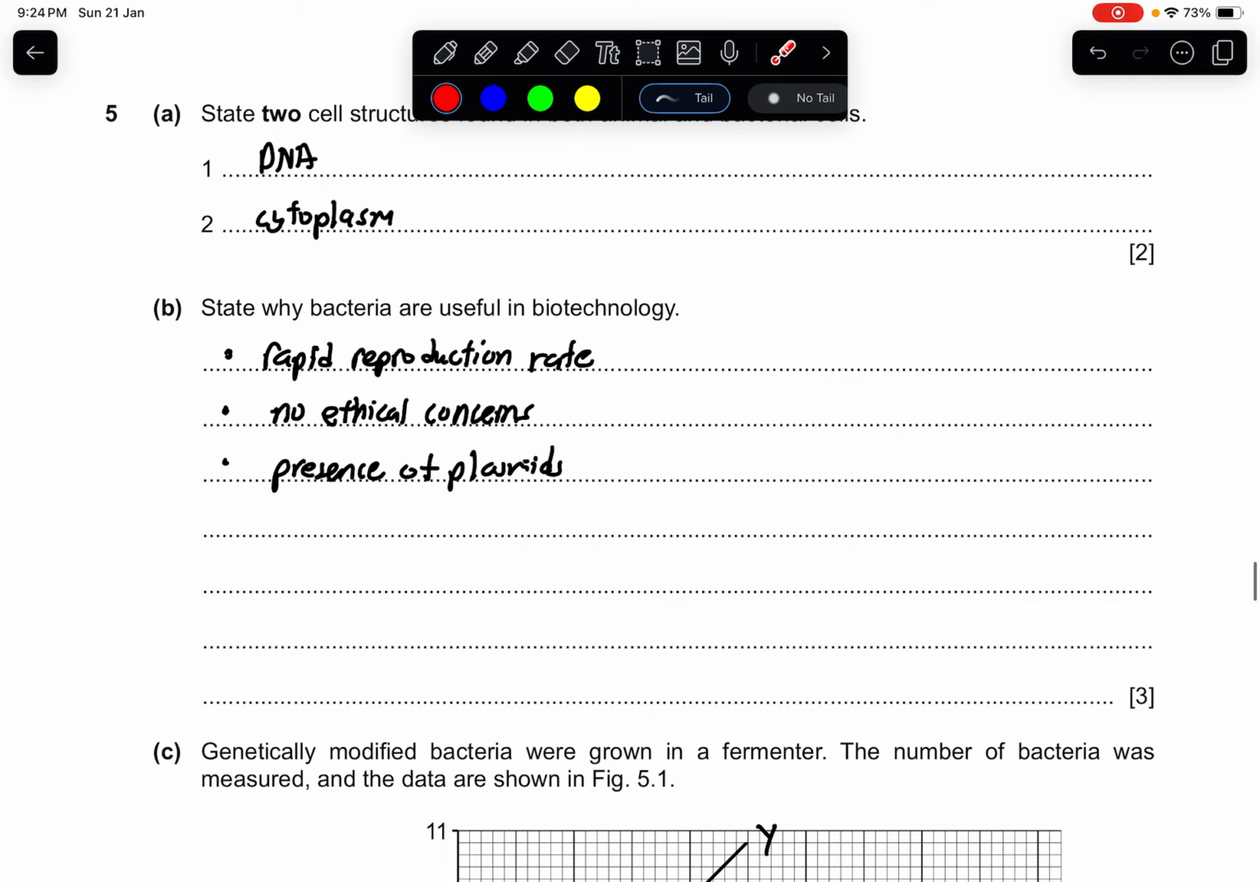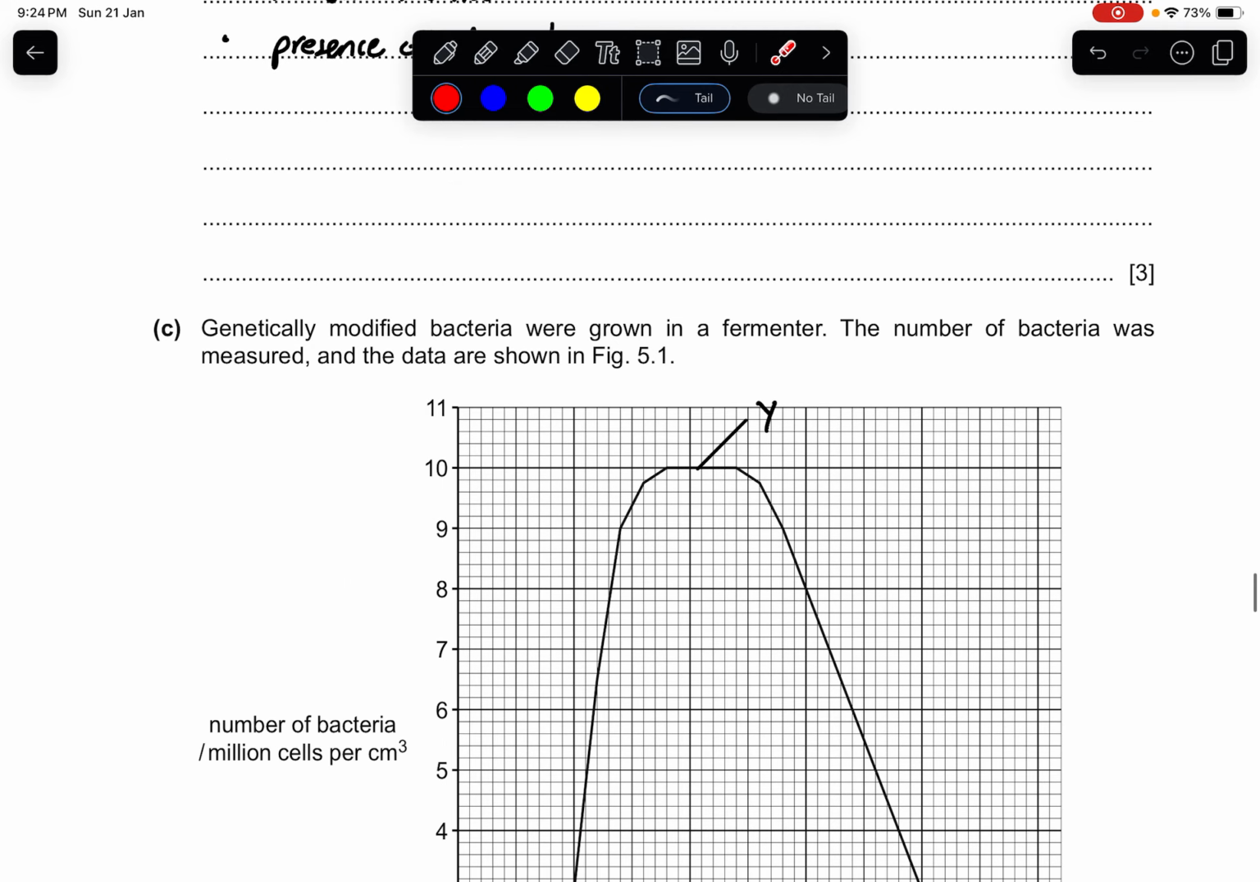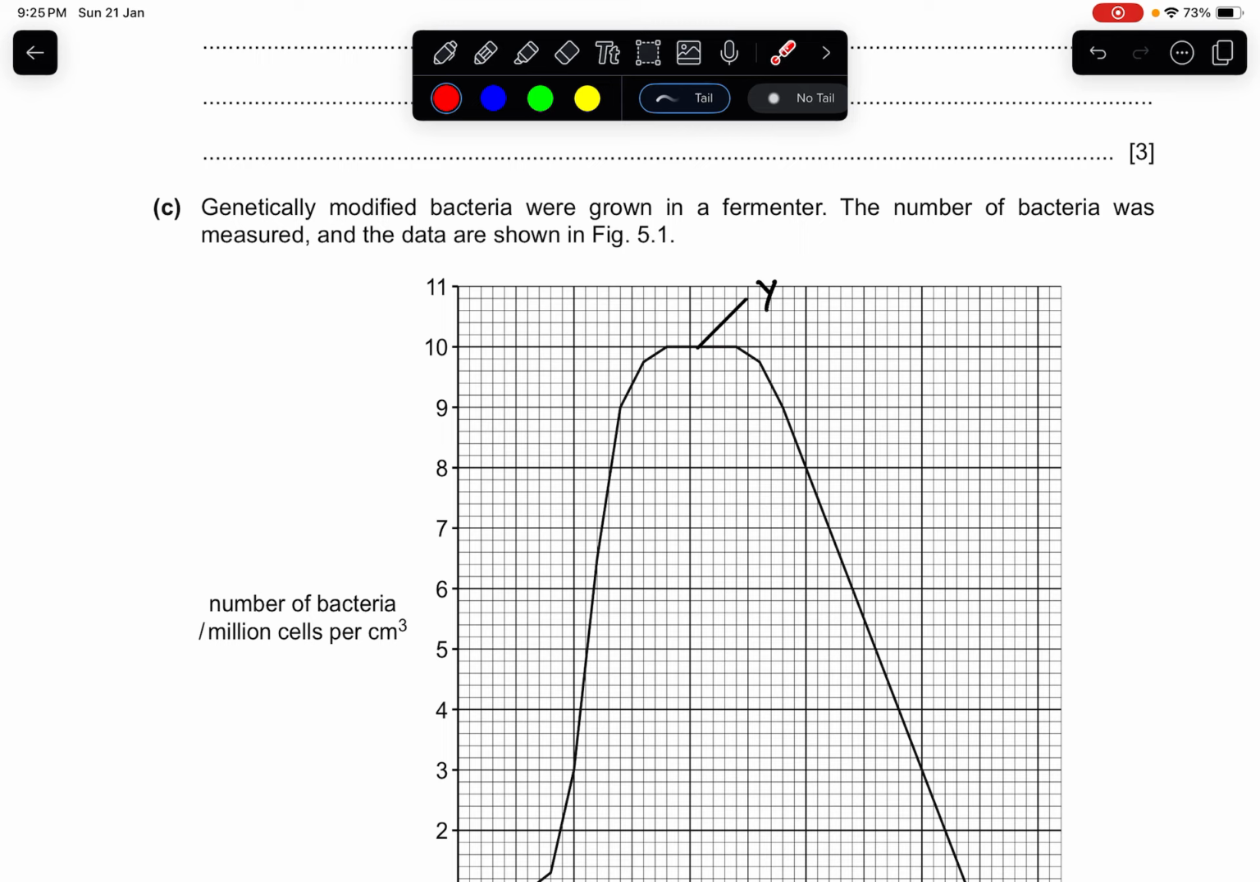B, state why bacteria are useful in biotechnology. These are just a few that I chose to achieve the mark: rapid reproduction rate, no ethical concerns, and presence of plasmids. Okay, so this is the 3. And C, genetically modified bacteria were grown in a fermenter. The number of bacteria was measured and the data are shown in figure 5.1.